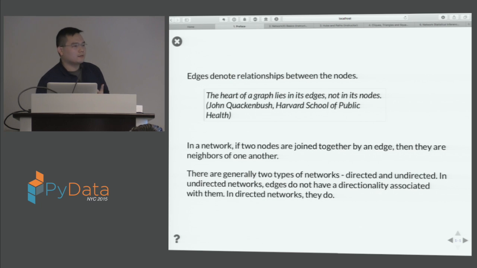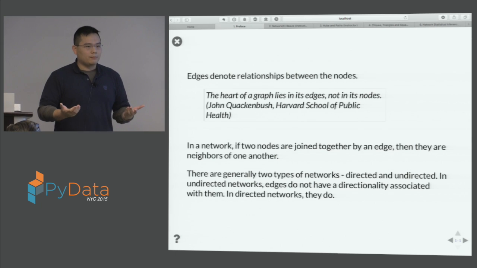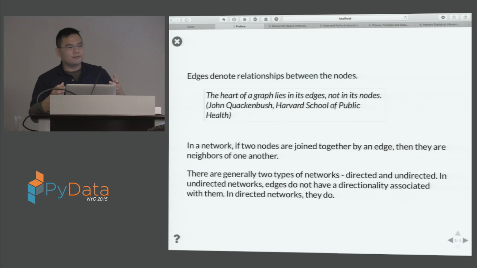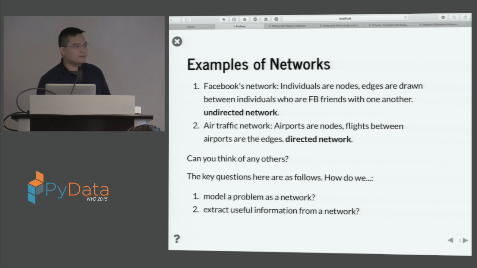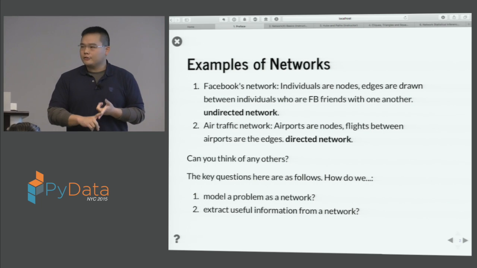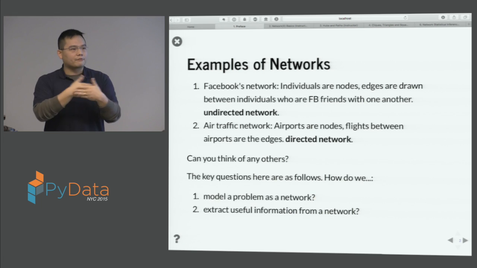There are generally two types of networks because relationships can be unidirectional, or they can be bidirectional, or they can not have any direction. And so we have directed and undirected graphs. In today's tutorial, we'll only be dealing with the undirected version because it's the simpler version to deal with. I gave some examples of networks just now. There's air transportation networks. Facebook is a social network in which the nodes are users, and the edges are whether users are friends with each other.